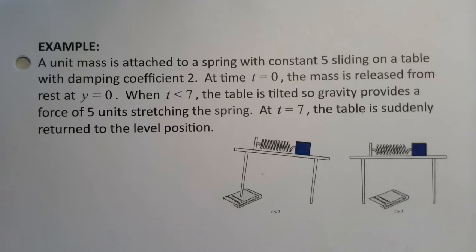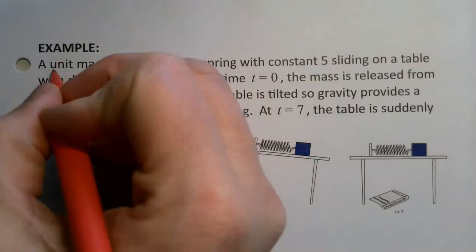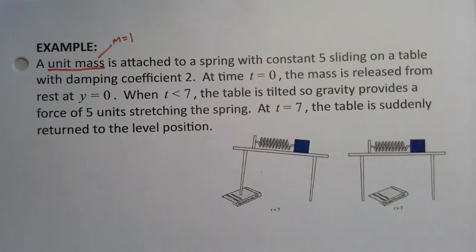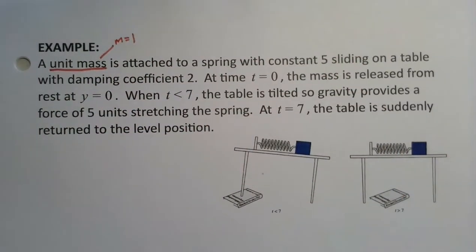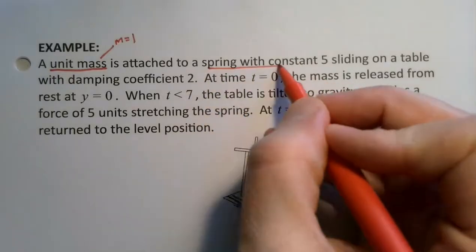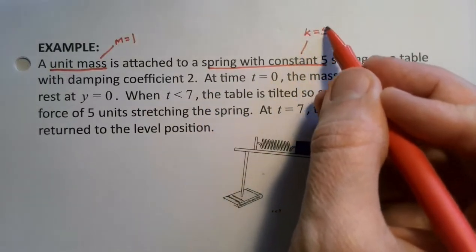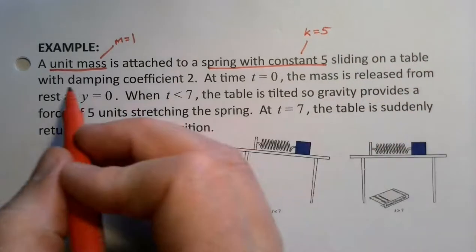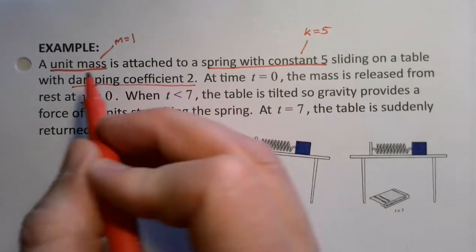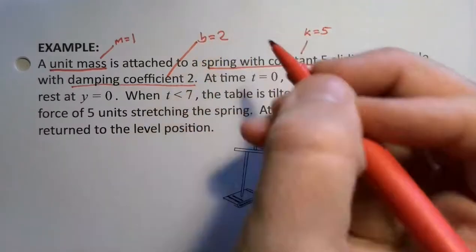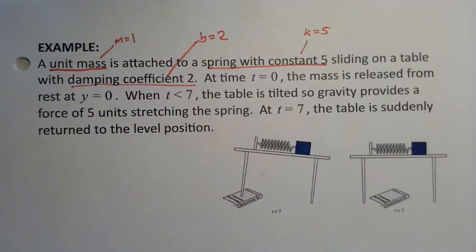So it says we have a unit mass, which tells us something about the size of the mass, right? So this unit mass, that means mass equals whatever 1 unit of mass is. It's attached to a spring with a constant of 5. So spring with a constant of 5, that means the K value in my harmonic oscillator is 5. Sliding on a table with damping coefficient 2. So far, we've gotten a whole bunch of information that tells me something about my harmonic oscillator.